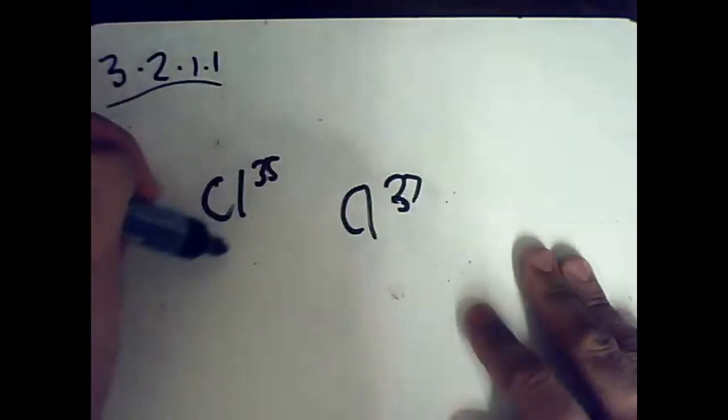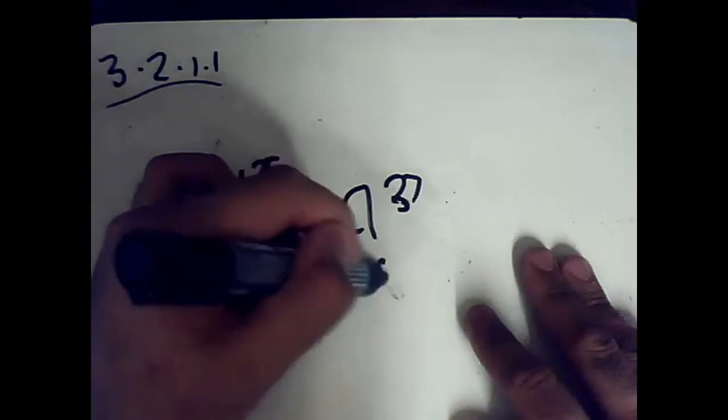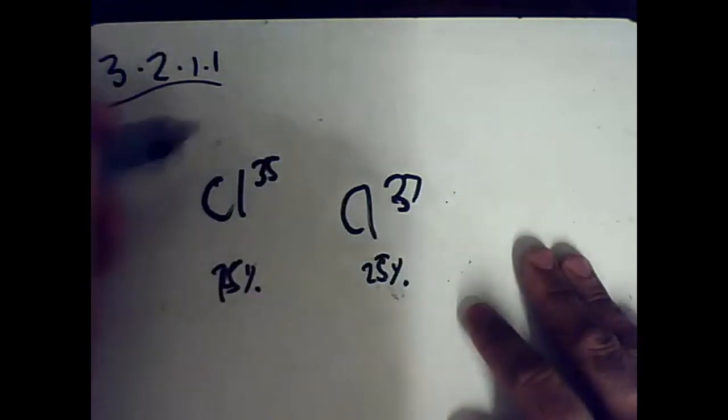Chlorine has 2 isotopes, chlorine 35 and chlorine 37. Their abundance is: chlorine 35 is 75% abundant, and chlorine 37 is 25% abundant. How do we use this information?